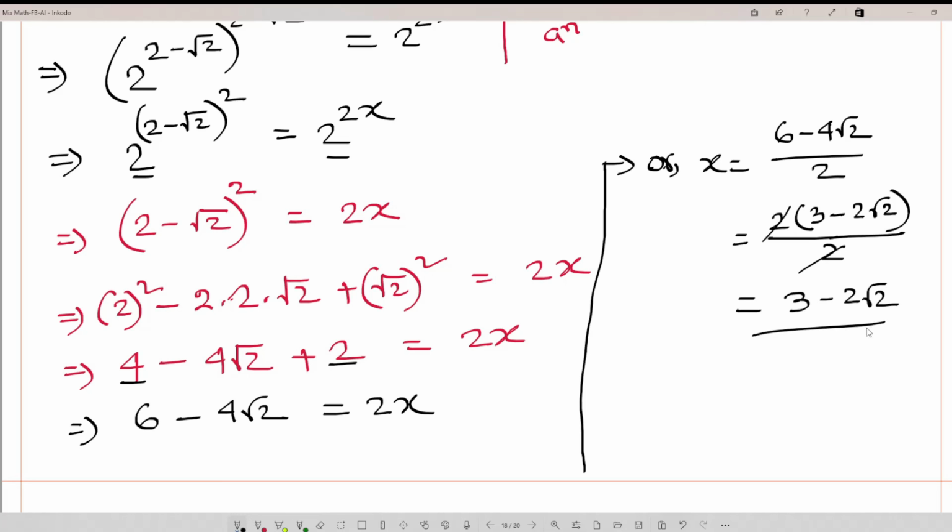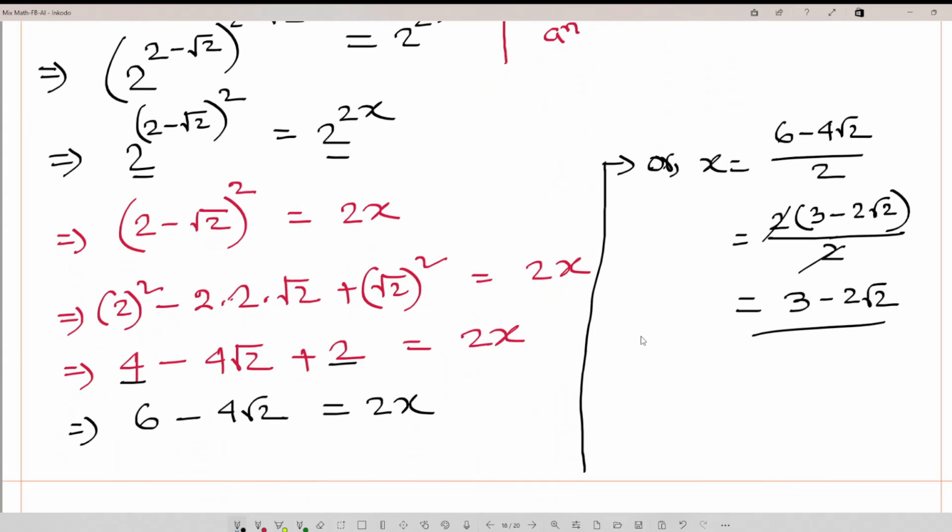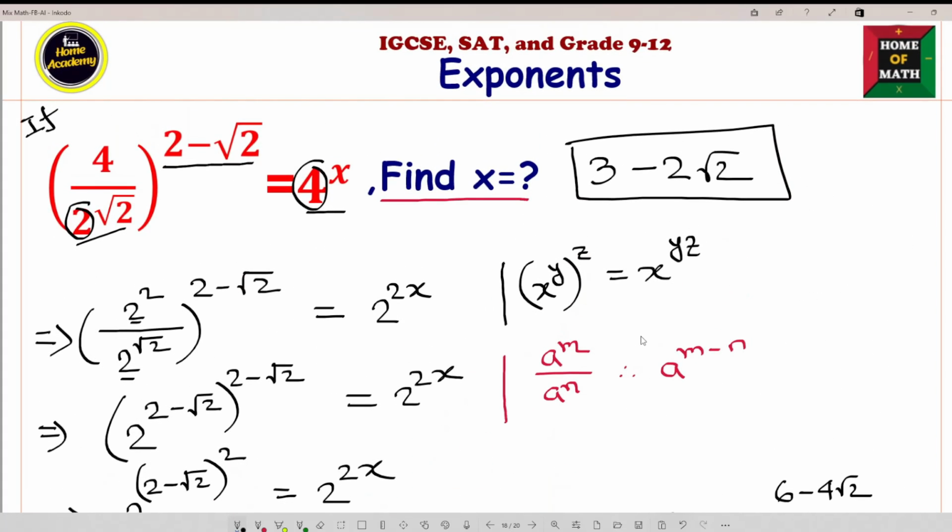Okay, so very simple and interesting. So our result is 3 minus 2 root 2. I hope you cleared this one. It's a very important math for any kind of competitive examination, especially IGCSE, SAT and grade 9 to 12.